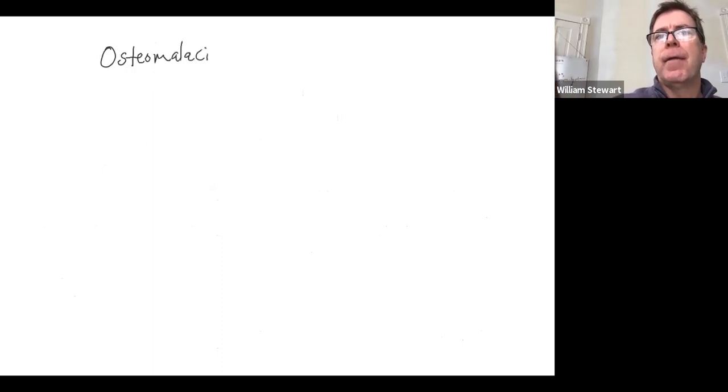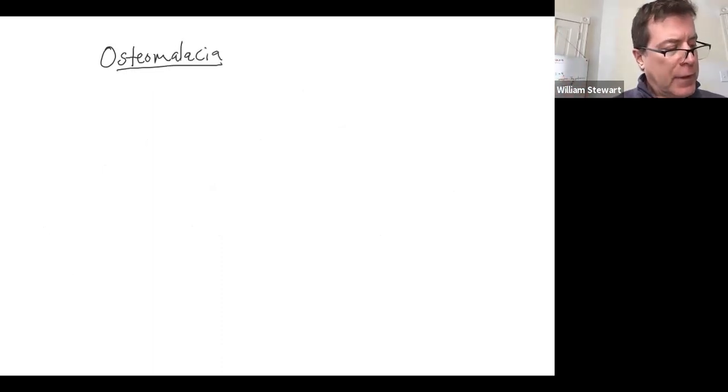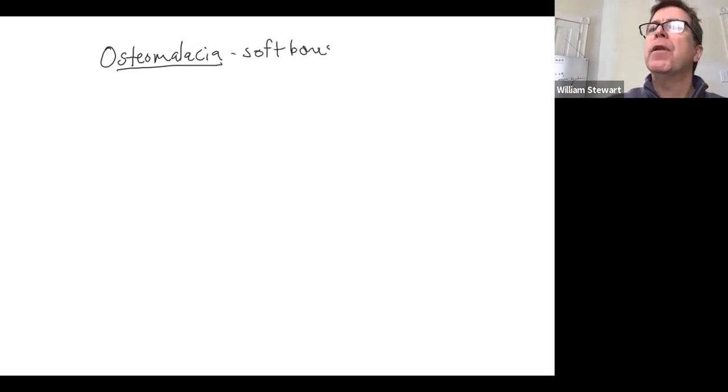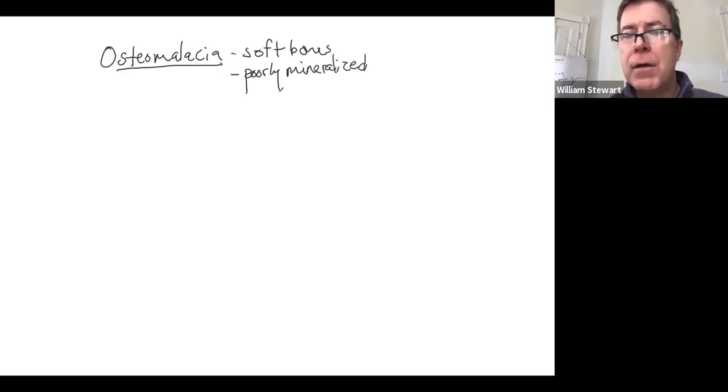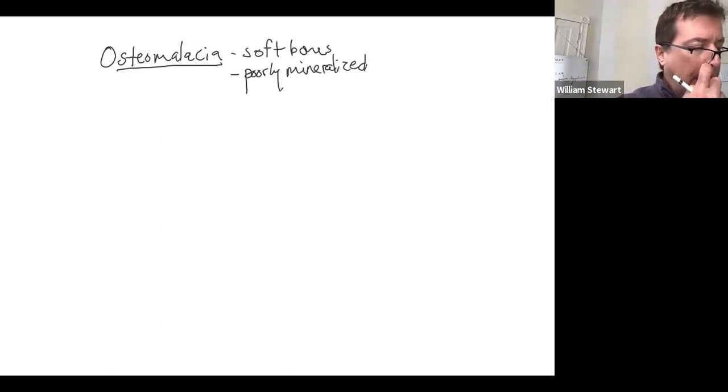Osteomalacia. This literally means soft bones. So our bones get softer, and it's because they're poorly mineralized. So for whatever reason, we're not getting enough mineralization in our diets, and therefore there's not enough minerals in our blood for proper calcification during the process of ossification.